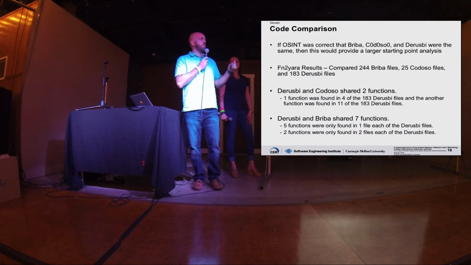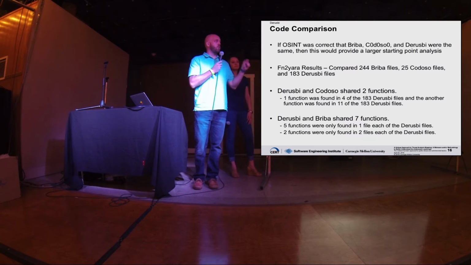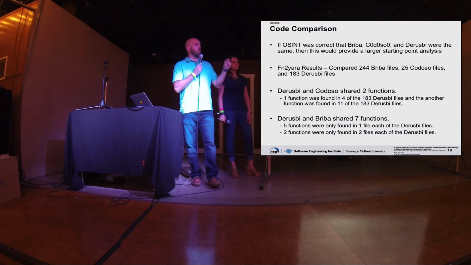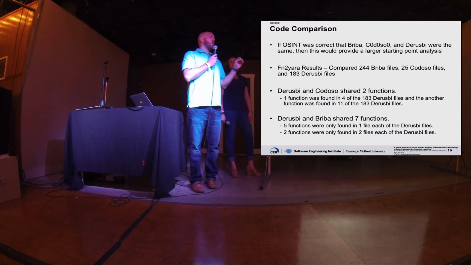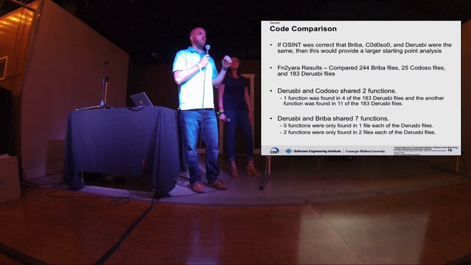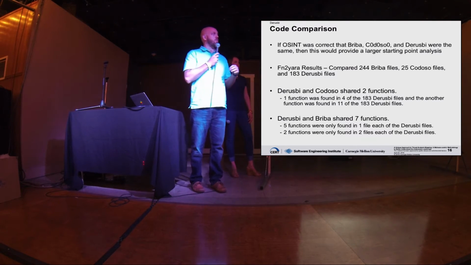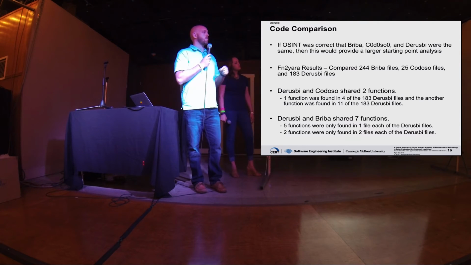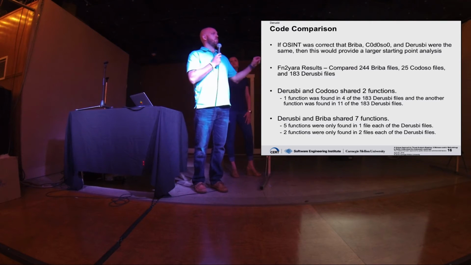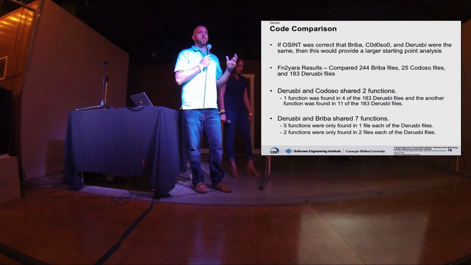So what I did then was compare Derusbi to Briba and Derusbi to Cardoso, and by doing that, determine how common these malware families are that supposedly, in open source, are saying they're all equal, they're all the same. Based on this analysis and looking at the collection numbers of what we have in house, starting with Cardoso and doing the frequency analysis, I came up with a rule set.